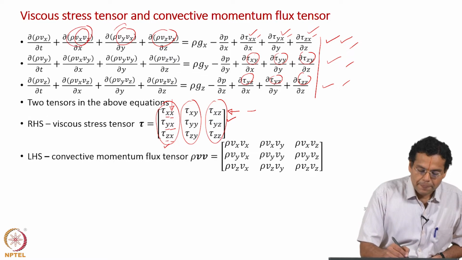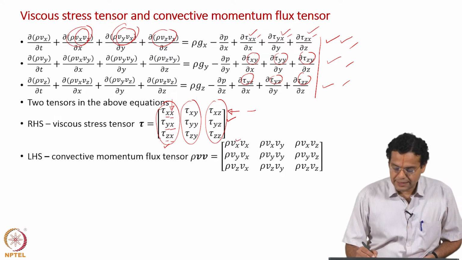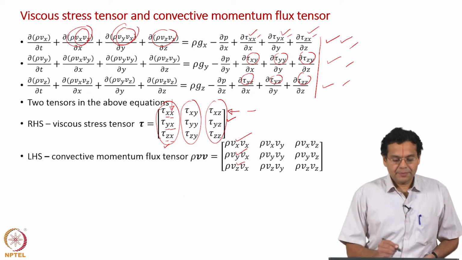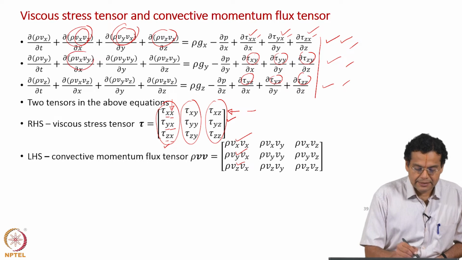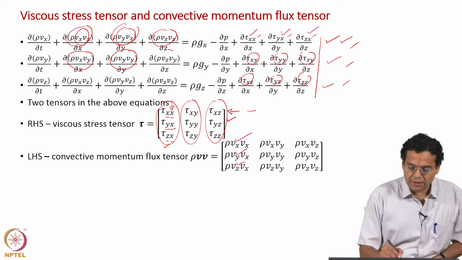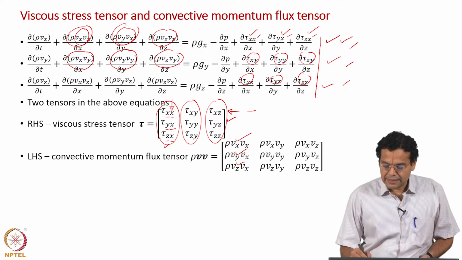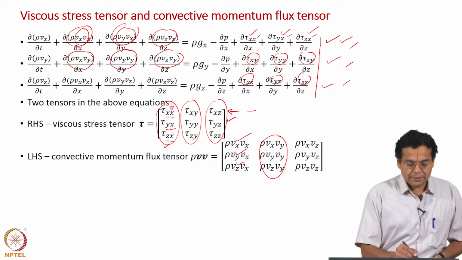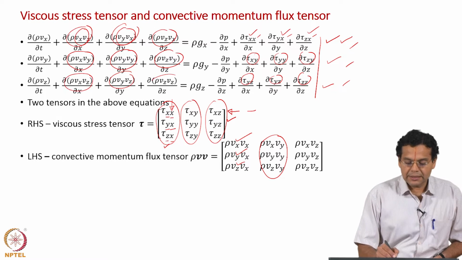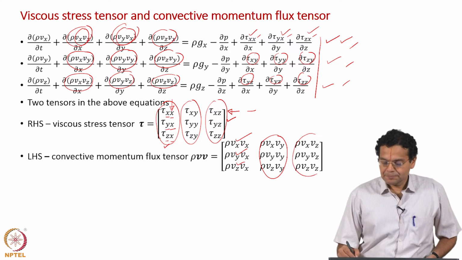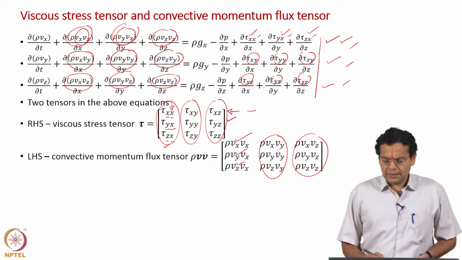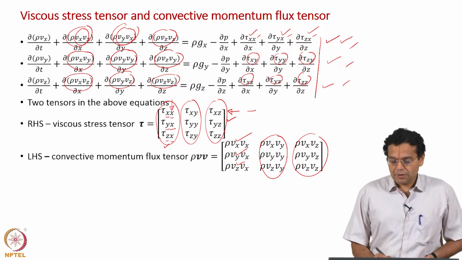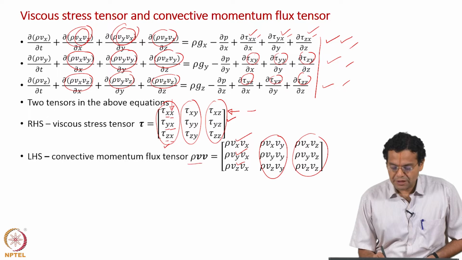We will do something similar on the left hand side and write all these 3 components, including rho, as one column: rho Vx Vx, rho Vy Vx and rho Vz Vx. Then take these 3 terms, not the derivatives of course, and include them as the second column. Similarly, include these 3 terms as the third column, and this is the convective momentum flux tensor, formally represented as rho V vector V vector.